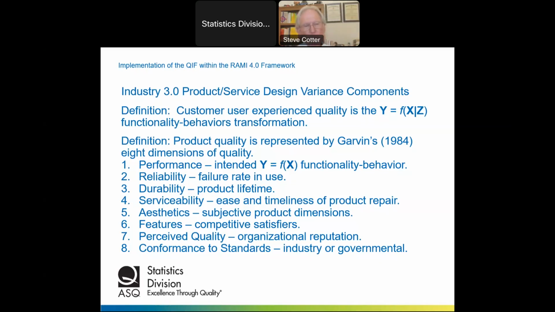Reliability, that's the failure rate in use, how long performance, the y equals f of x functionality behavior, actually performs to failure. Durability, product lifetime. Serviceability, ease and timeliness of product repair. Aesthetics, subjective product dimensions.